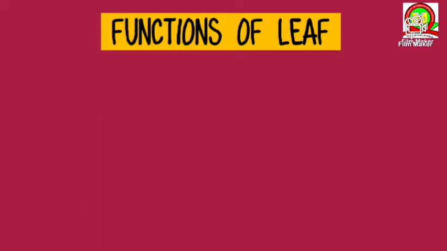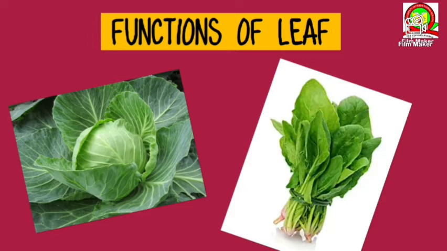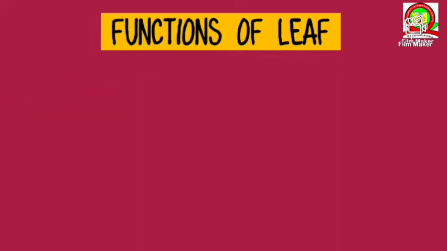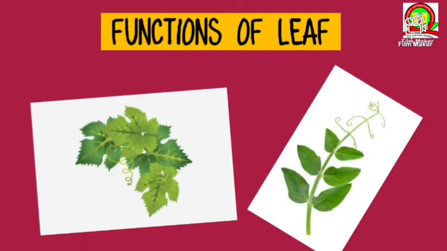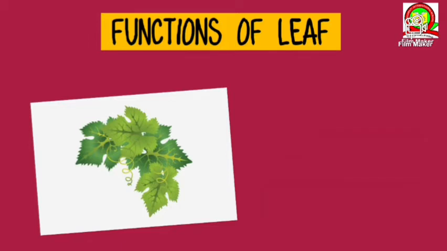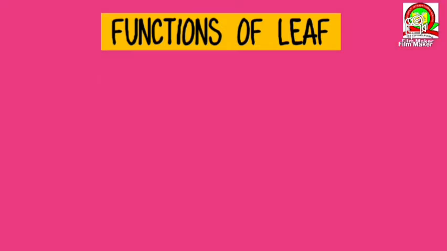Apart from these tasks, in some plants the leaf performs some special tasks. Let us see what they are. In certain plants such as cabbage, spinach, lettuce, etc., the leaves store food. In some plants like pea, grape, etc., the leaf turns into thread-like tendrils. Plants coil these tendrils, which are the modified leaves, around a support to climb on it.